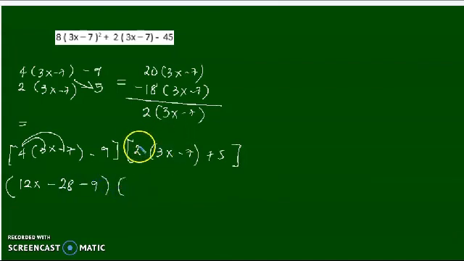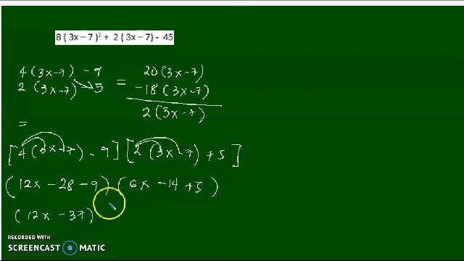Similar to this. So, multiply 2 to 3x minus 7. So, 2 times 3x is 6x. 2 times negative 7 is negative 14. Plus 5. Okay? Combine like terms. So, we have 12x. So, negative 28 minus 9 is negative 37. And then the other factor, which is 6x. So, negative 14 plus 5 is negative 9.